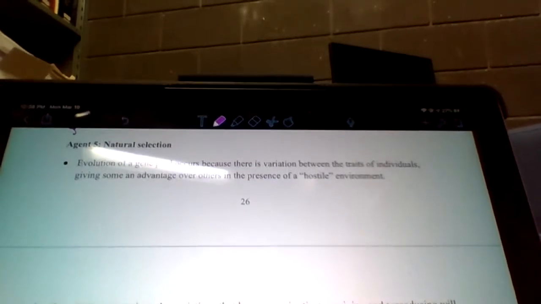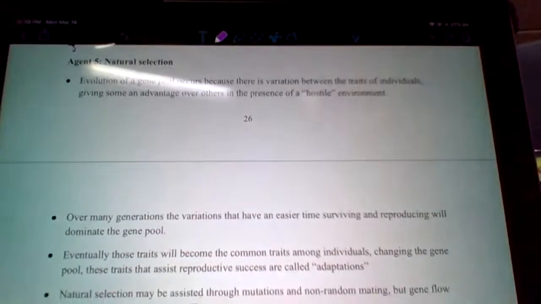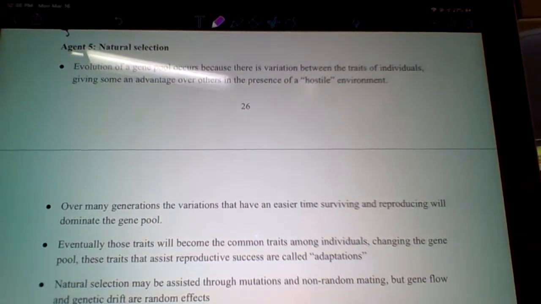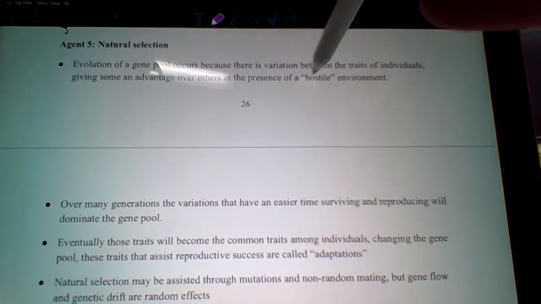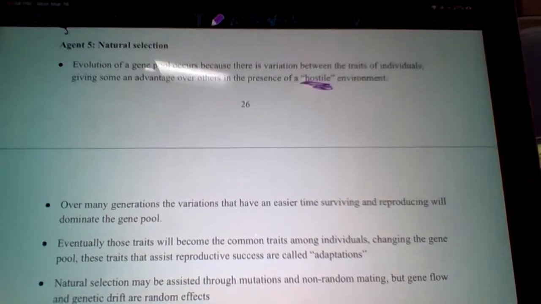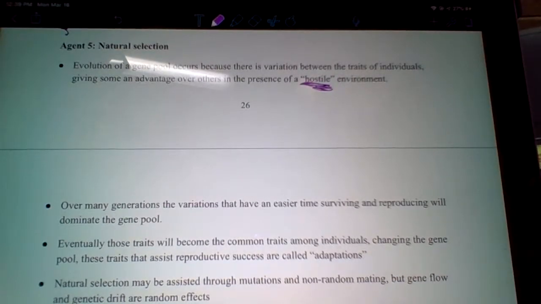All of the other examples, except for possibly non-random mating, have been occurring but having random effects on the populations. Natural selection is the only one that has an additive effect or a directed effect. So evolution of a gene pool occurs because there is variation between the traits of individuals, giving some an advantage over others in the presence of a hostile environment. So it assumes a hostile environment, much like genetic drift does.